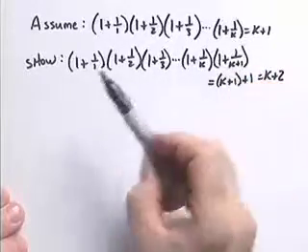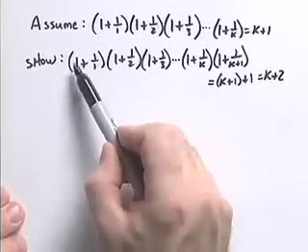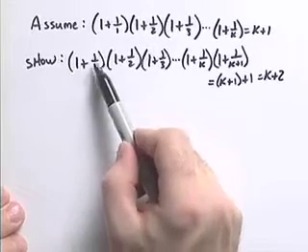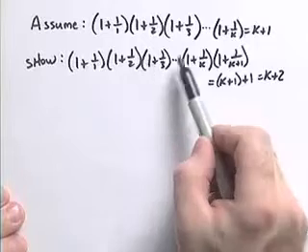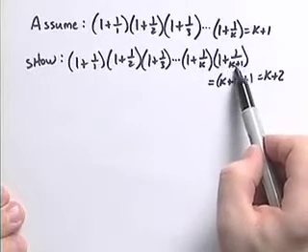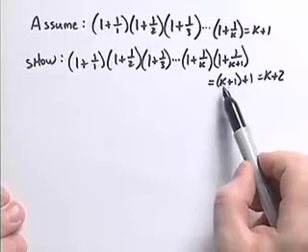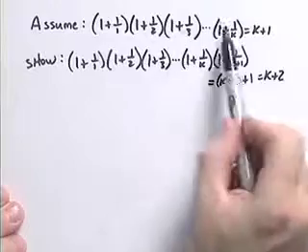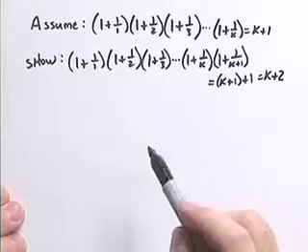Assuming this is true, we'd like to show that this is also going to be true for k + 1. That is, that (1 + 1/1)(1 + 1/2)...(1 + 1/k)(1 + 1/(k+1)) equals (k + 1) + 1, which equals k + 2. So we're going to assume this is true and try to show that this is also true.